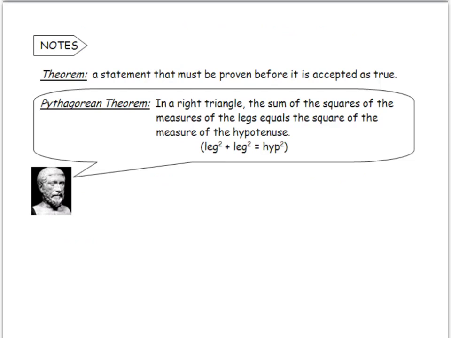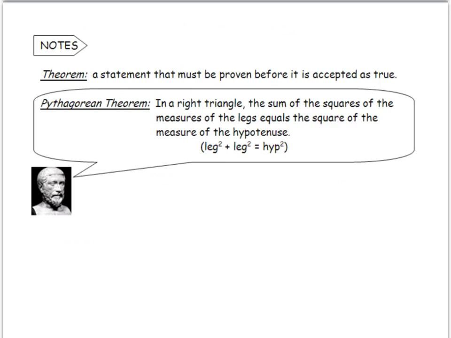So for our notes in this section, we're going to start off by talking about a theorem. A theorem is just a statement that has to be proven before it is accepted as true. So we're going to deal a lot with theorems. The very first theorem we're going to talk about here, however, is the Pythagorean theorem.